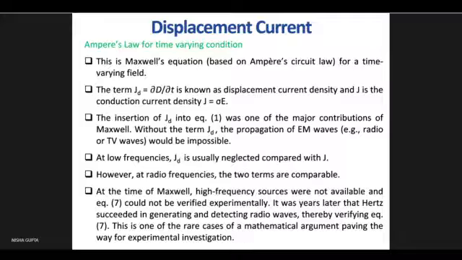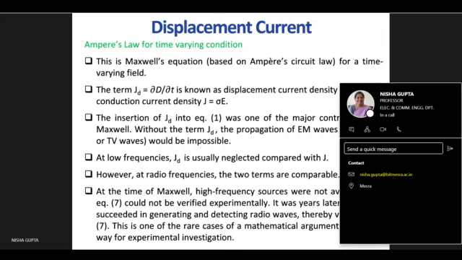Like you do in all your first year classes of basic electronics, with all the circuit boards you are using, which are mostly at 50 hertz frequency. Are we going to consider the term JD? No, because it is negligible. At low frequency, we do not have displacement current density. It is mostly negligible compared with J. J is the conduction current density. So at low frequency, we only have the conduction current density. We do not have the displacement current density. So at low frequency, there is no problem.